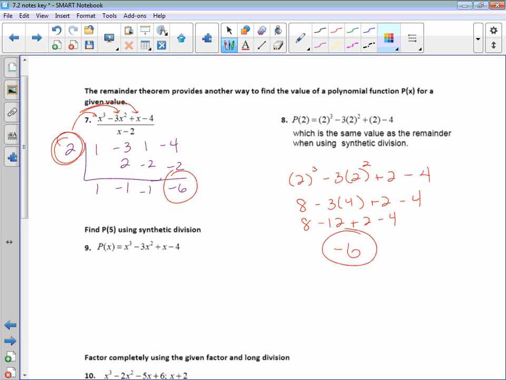All right guys, so the next one, it says find P of 5. Okay, P of 5, that means plug in a 5, which means you're dividing by 5. So that's another way of me asking you to do synthetic division with a 5 as your number outside. So you just have to make sure you understand directions here. So P of 5 means do this with a 5 after.